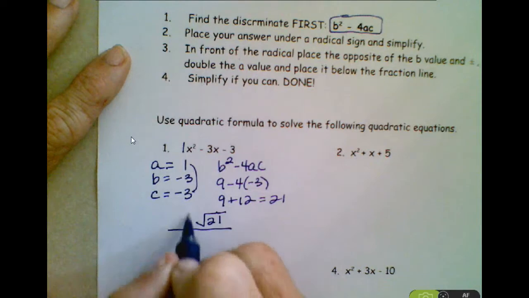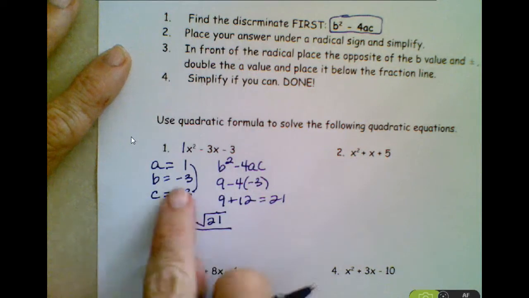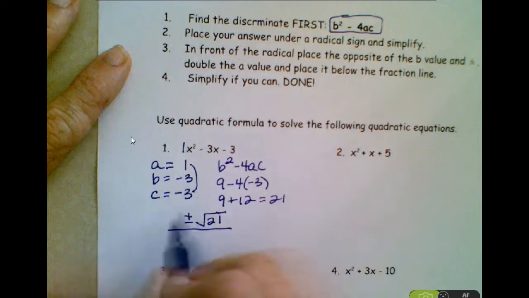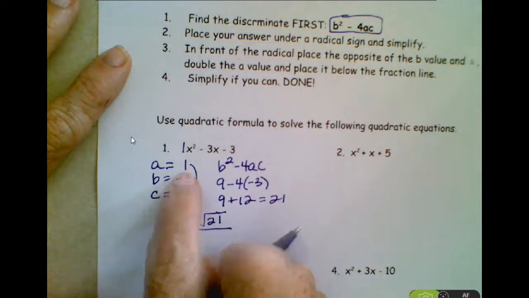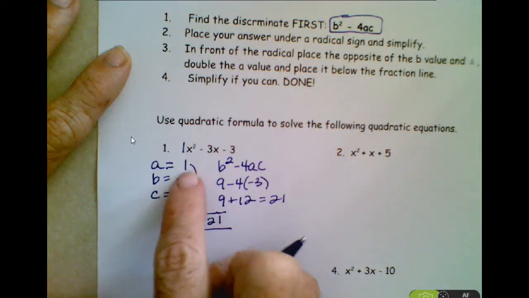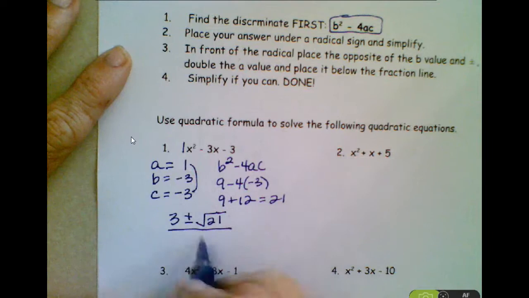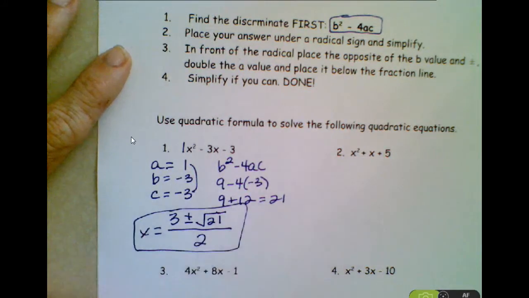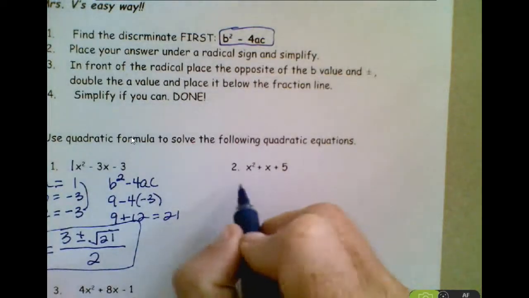Okay? Put a plus minus in front of that, and then you take your opposite of your b value. So what's the opposite of negative 3? Positive 3. And you double your a value and put it on the bottom of your fraction. What's double of 1? 2. That's your answer. You just did quadratic formula. Aren't you impressed with yourself? I am.